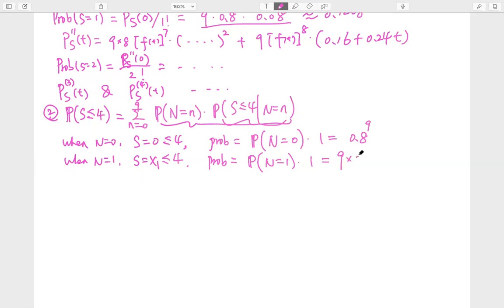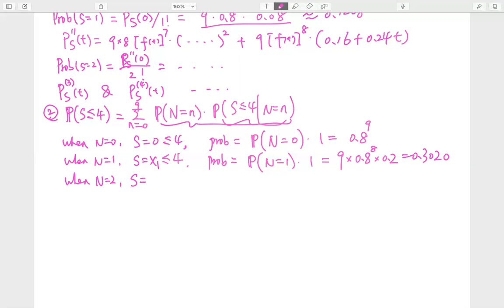That is 9 times this is 0.8, this is 0.2. So you can get the probability 0.302. So next is when n equals 2.